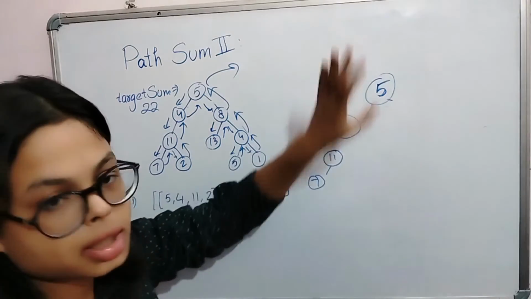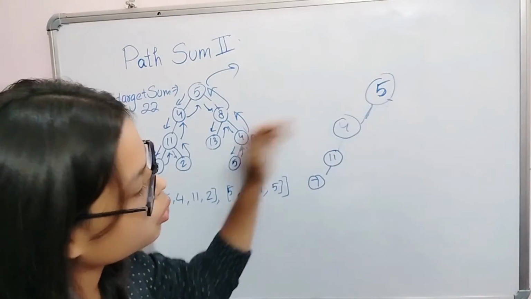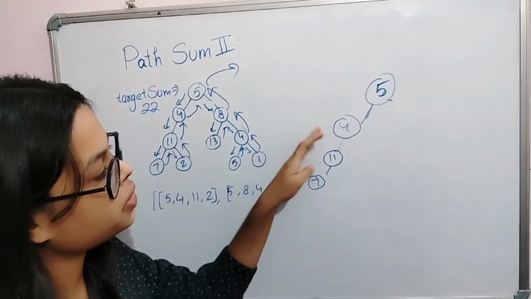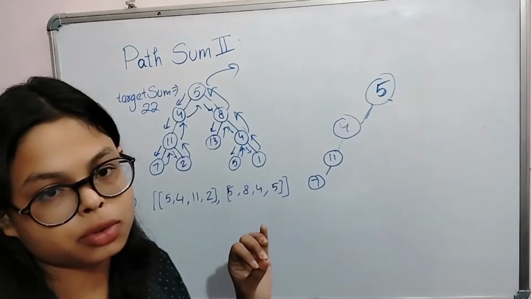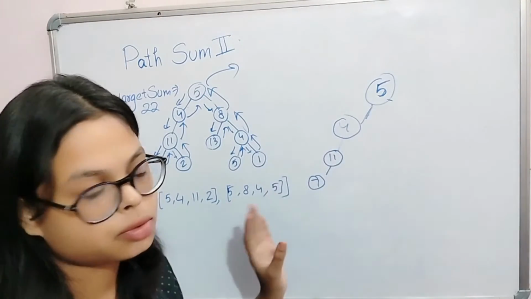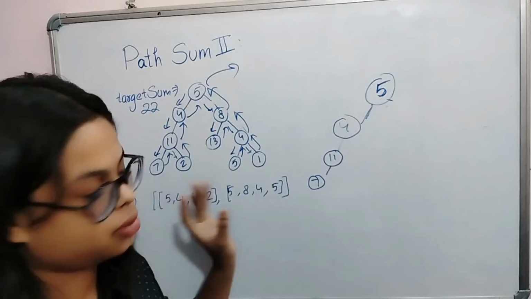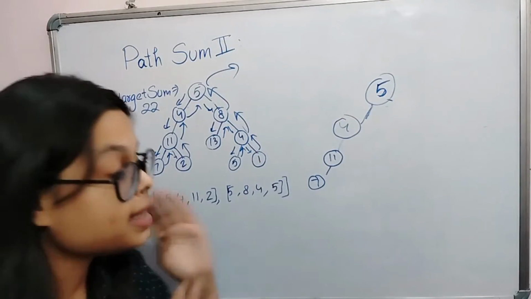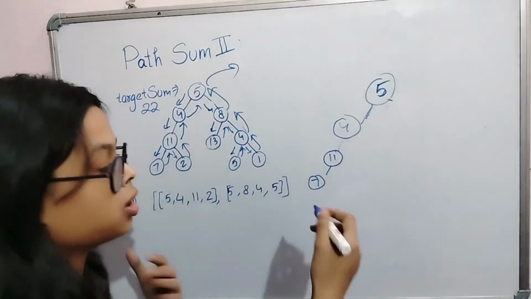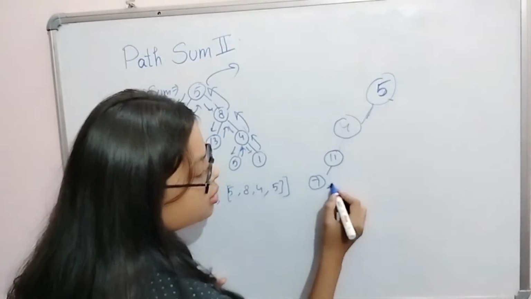So no, it's not a leaf node. Okay, we will go to its child. Now we will check, is 4 a leaf node? No, 4 is not a leaf node. We'll go to its child. Is 11 a leaf node? No, it's not a leaf node. Is 7 a leaf node? Yes, 7 is a leaf node. So 7 is a leaf node.